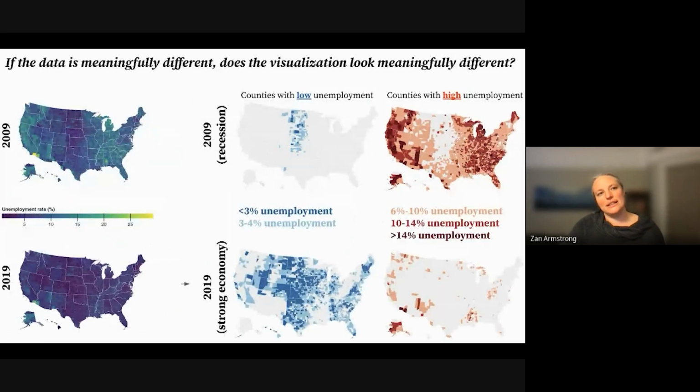One way I judge this is a principle that I learned at the IEEE Viz conference in 2014: if the data is meaningfully different, then the visualization should look meaningfully different. And so now if we look at 2019 as well as 2009, years that we know the economy was really, really different in the United States, we can get a sense of, well, do they look different? And on the left, maybe not that much. Yes, definitely more purple, definitely not the same map, but maybe not as different as we might expect. On the right, these look really different. One map is mostly blue, one map is mostly red.